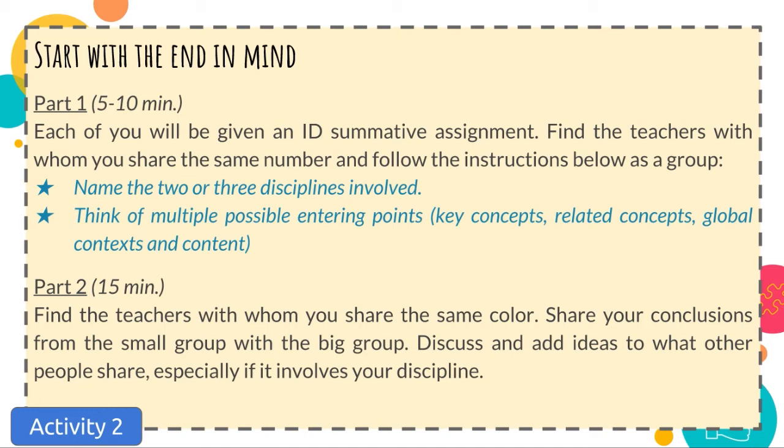In part 2, which is going to be 15 minutes long, you will find the teachers with whom you share the same color this time. You're going to share your conclusions from the small group with the big group. In total, there are 12 different summative assignments, so you will be making groups of 12 people. Discuss and add ideas to what other people share, especially if it involves your discipline. And I suggest that you follow the order of the numbers. That is, the first one who speaks is the person that has the summative assignment number 1.